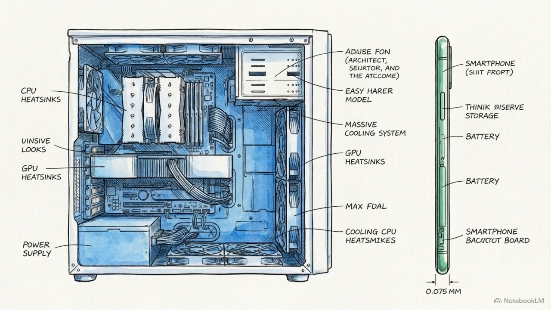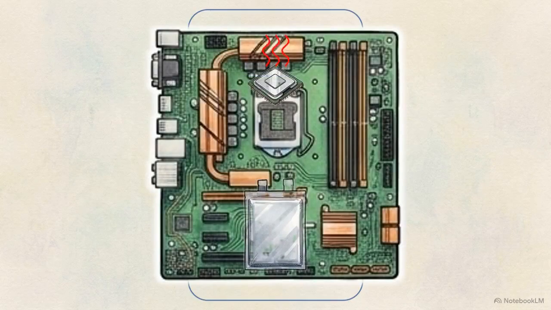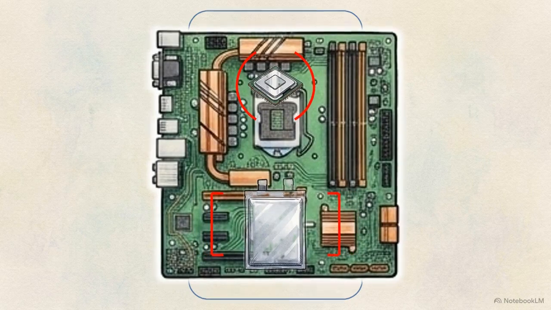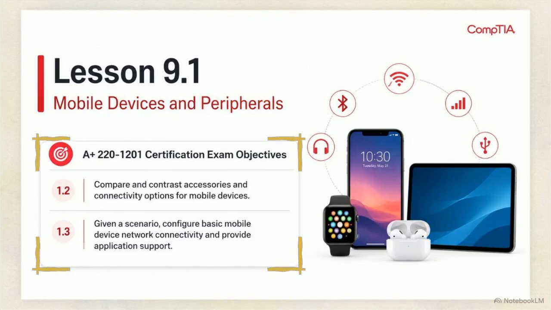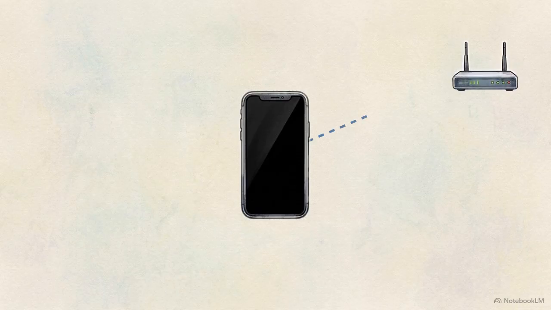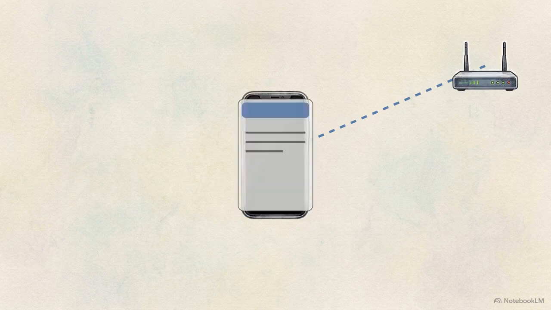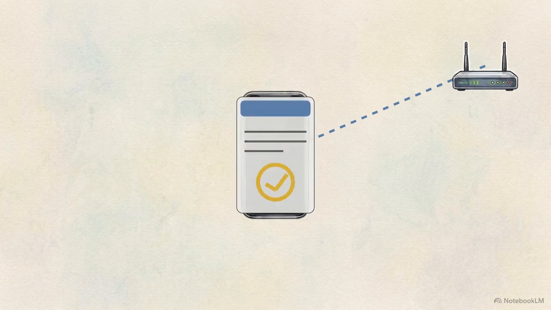To achieve true portability, designers sacrifice physical space, thermal cooling capacity, and battery size. Everything inside the chassis is a concession to footprint. CompTIA A+ objectives 1.2 and 1.3 test your ability to manage those compromises. You need to know how to connect these physically constrained devices to external networks and provide comprehensive application support.